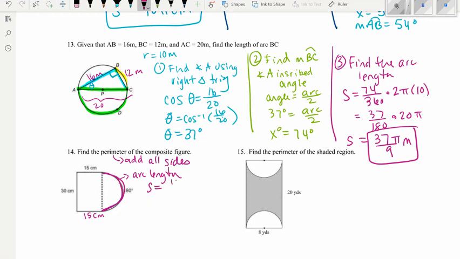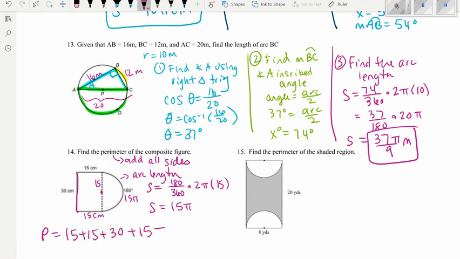So S is equal to 180 divided by 360 times 2 pi, and since this is 30, then of course that means this would be 15 for our radius, so times 15. If you multiplied all this out, you would get 15 pi. So that is what the arc length is here, 15 pi. So the perimeter would be equal to 15 plus 15 plus 30 plus 15 pi. So that is equal to 60 plus 15 pi.